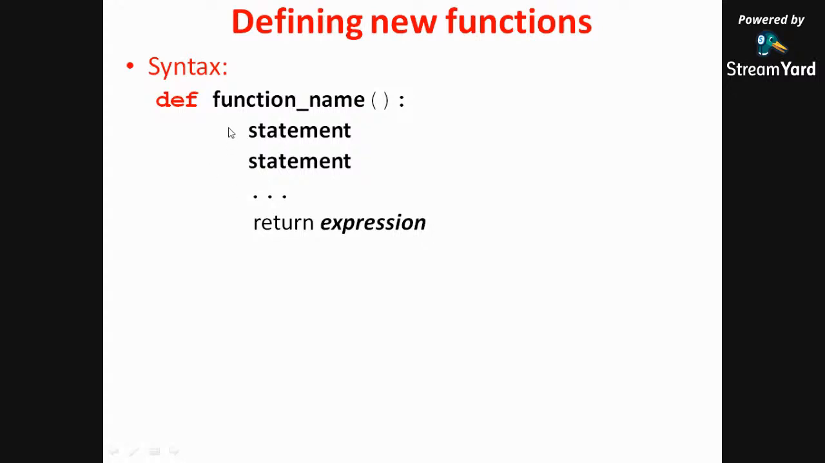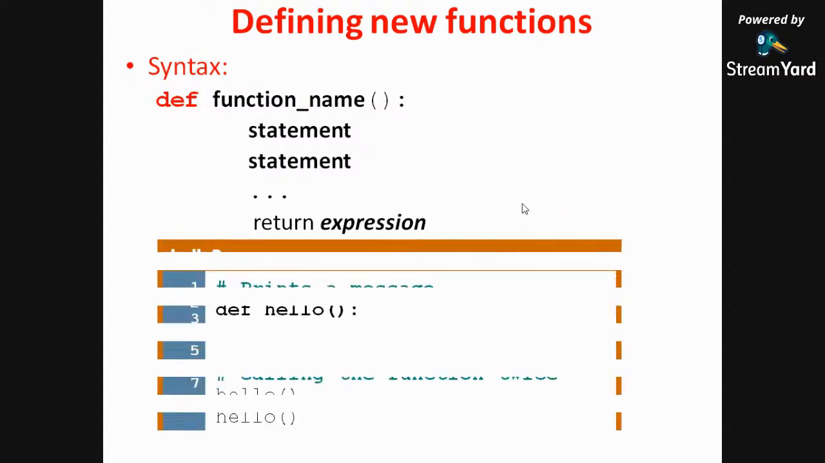Here, before this function name, no need to specify any return type. Based on the type of value returned, automatically the function return type will be understood by the interpreter. So this is very important, defining a function in Python. def function name followed by colon, then write all the statements, and finally if you want to return, otherwise you can leave that statement.